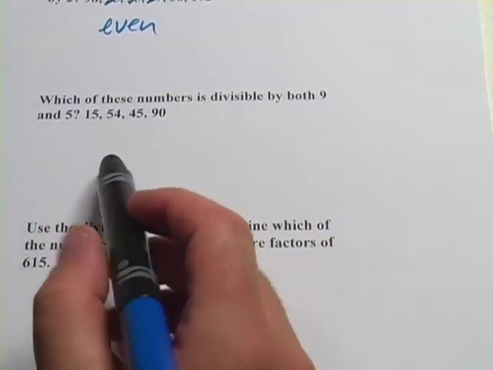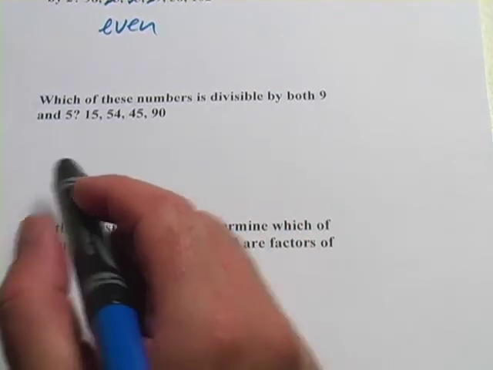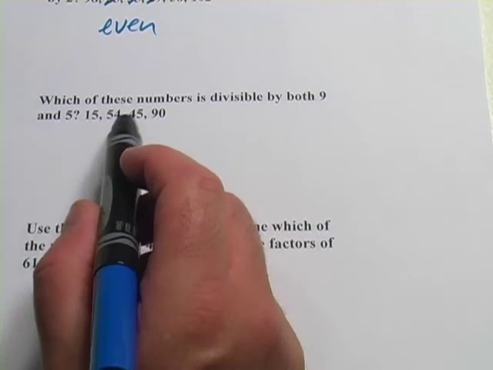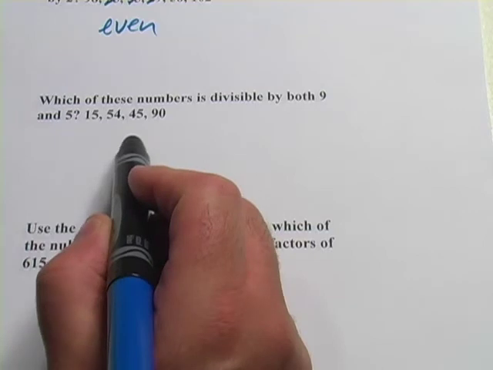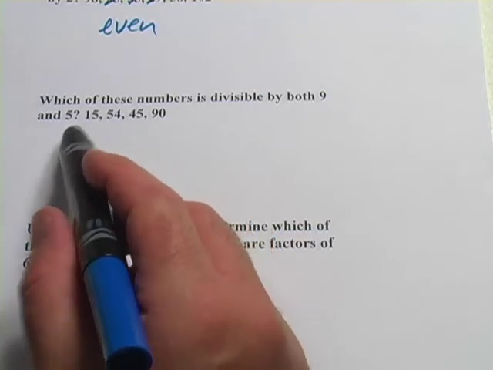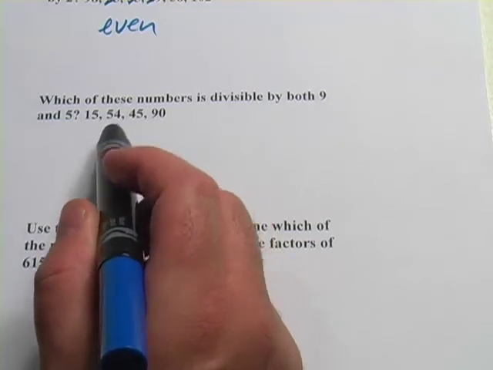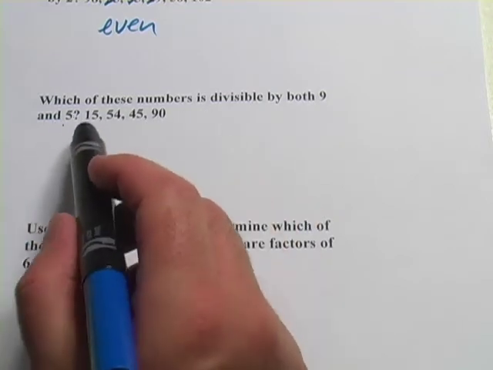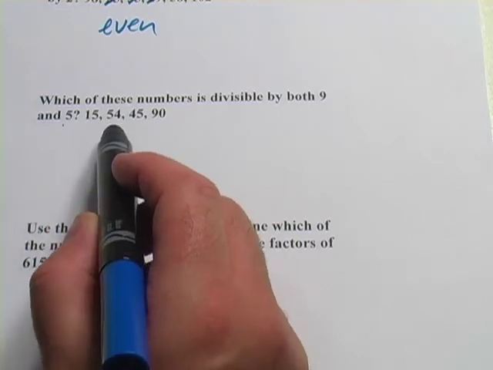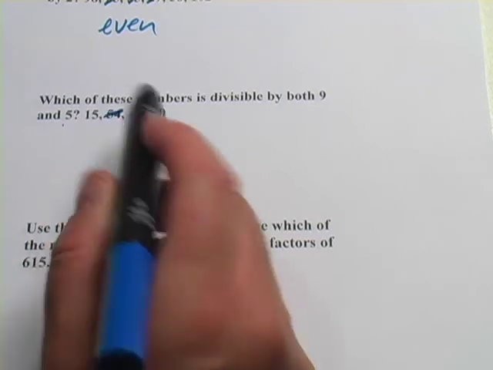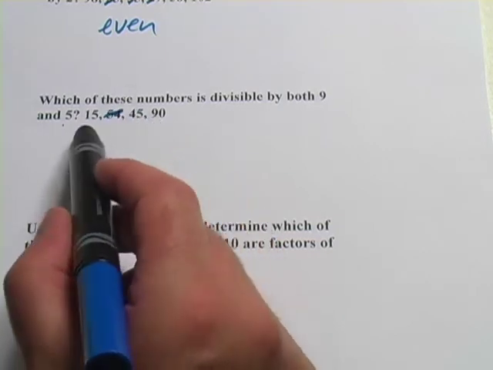All right, next one. Which of these numbers is divisible by both 9 and 5? All right, a little more work here. So you might want to take these one at a time and punch them in the calculator, divide by 5, divide by 9, see if it works both times. Although before I do that, I'm just going to run through here and check. I know that things that are divisible by 5 have to either end with a 5 or a 0. Well, 15 does, but 54 does not. So I know that's not going to be divisible by 5. Then we've got 45, that ends in a 5, and 90, that ends in a 0. So all those are possible candidates.